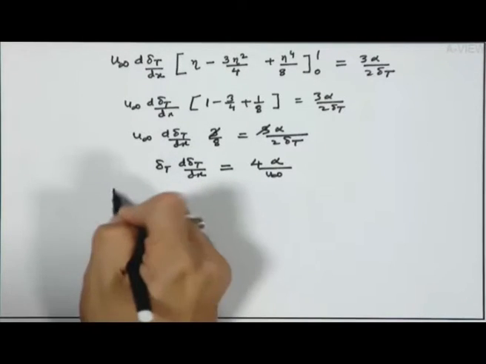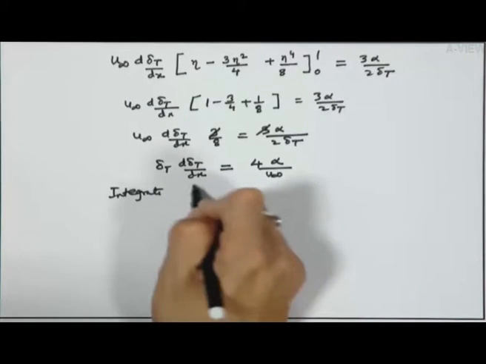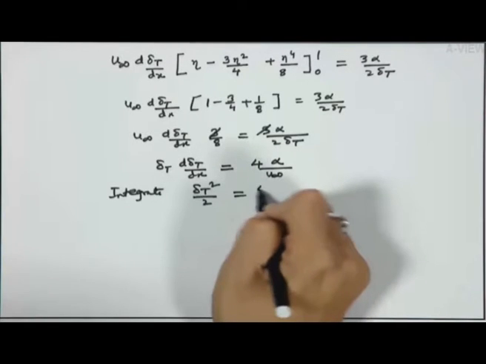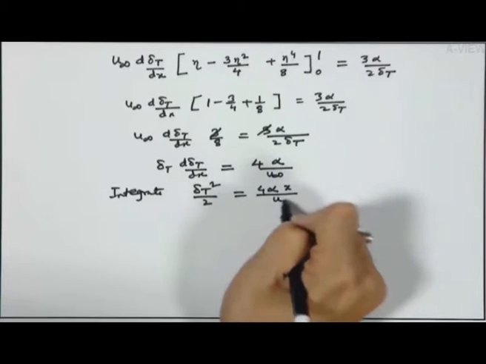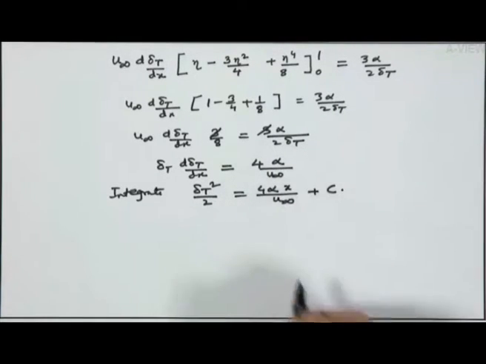So, if you integrate it, delta t square by 2 is equal to 4 alpha x by u infinity plus a constant C1. C we have already used for specific heat. So, C1.